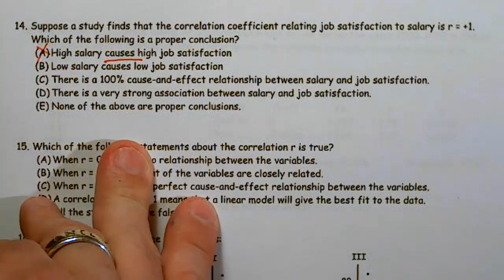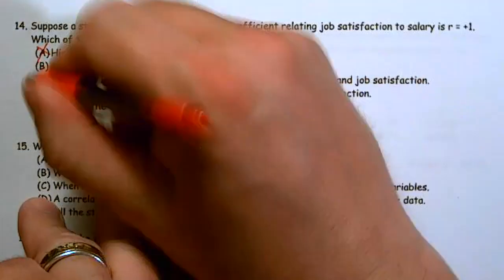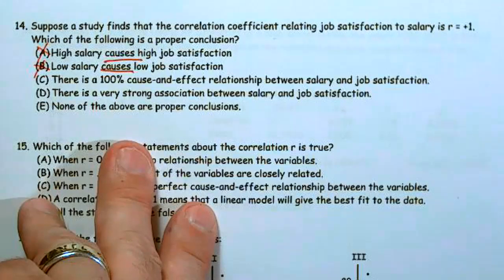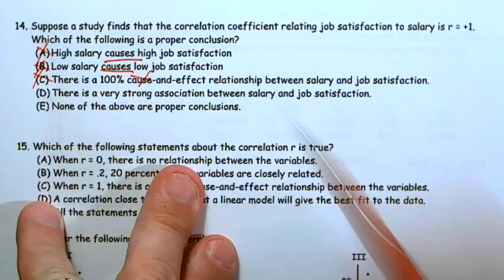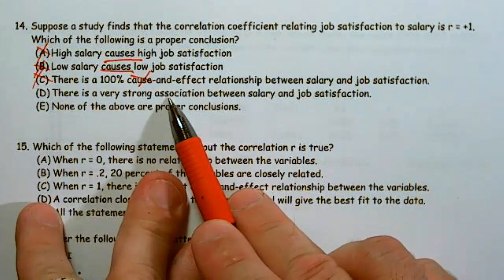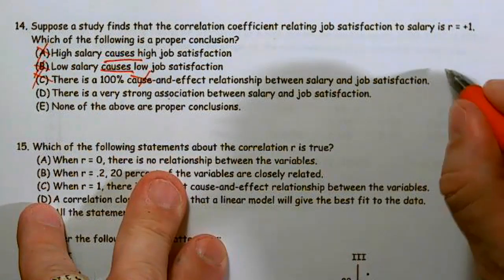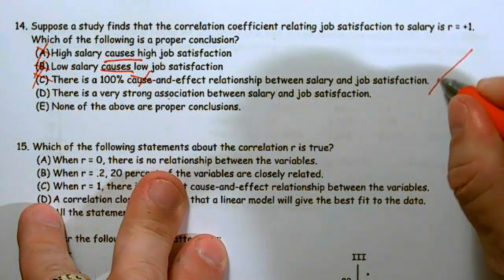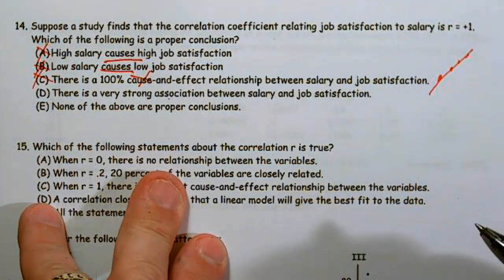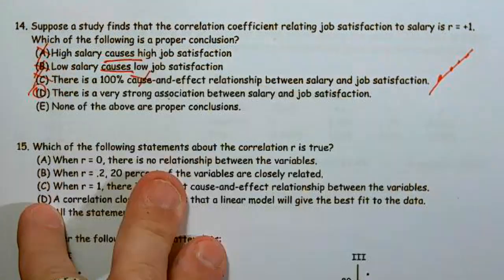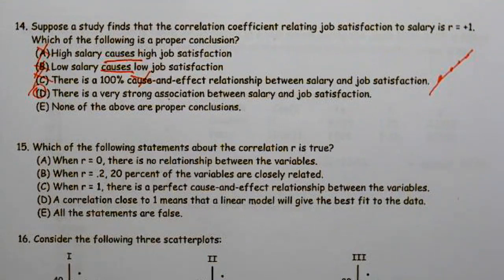Low salary causes low job satisfaction. Once again, I don't like the word cause because correlation does not prove causation. There's a 100% cause. Oh, there's that word again. There is a very strong association between salary and job satisfaction. Yes. Basically, they're saying every single one of them is on the line, so that's very strong. There's no variation in it, and that is a very strong relation, correlation, or association. So D is my appropriate answer for number 14.